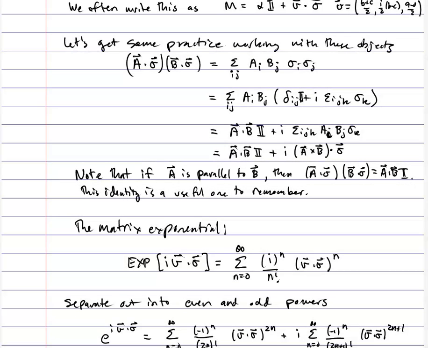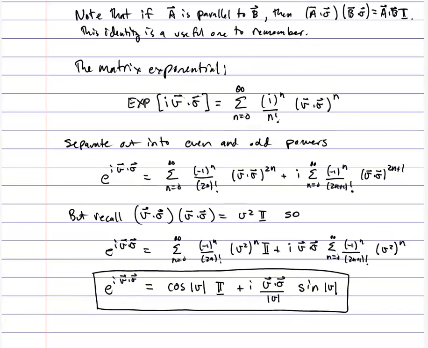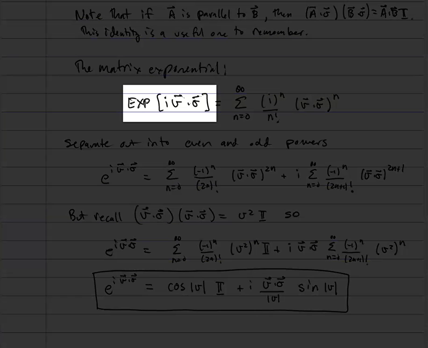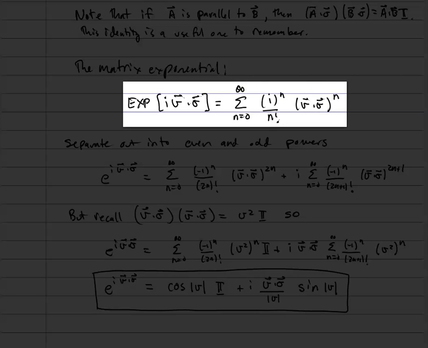This is a very important identity that is really worth remembering. We're going to use it next to calculate the matrix exponential of Pauli matrices. So now we're going to calculate the exponential of i v dot sigma. We're going to write that as a power series, sum n equals 0 to infinity, i to the n divided by n factorial multiplied by (v dot sigma) to the n.